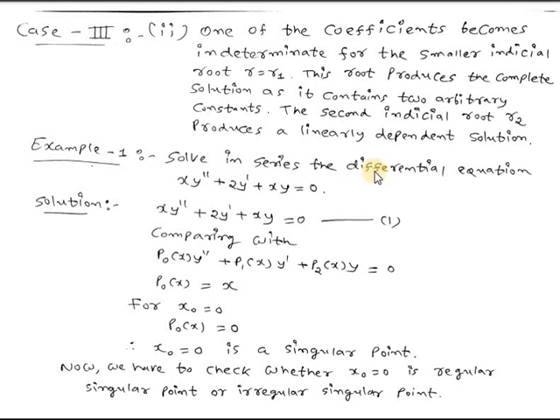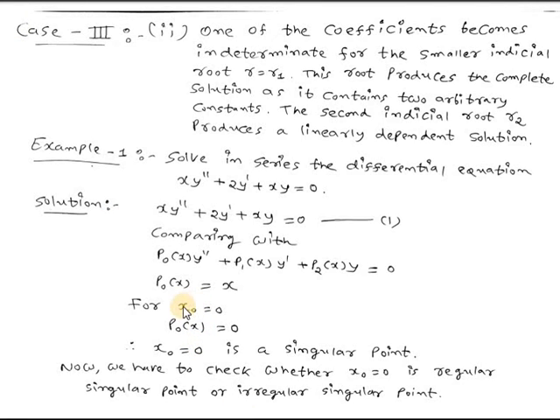Solve in series the differential equation xy'' + 2y' + xy = 0. Suppose this is equation number 1. Now comparing with the standard form p0(x)y'' + p1(x)y' + p2(x)y = 0, we get p0(x) = x.